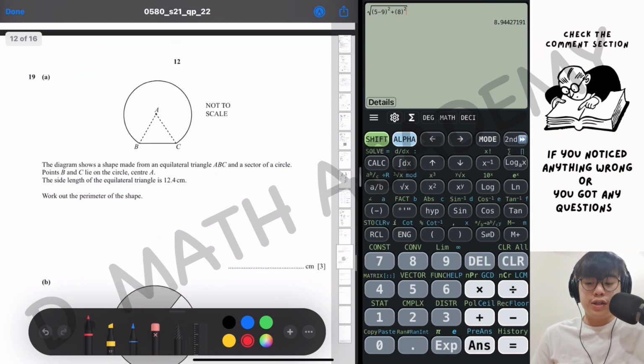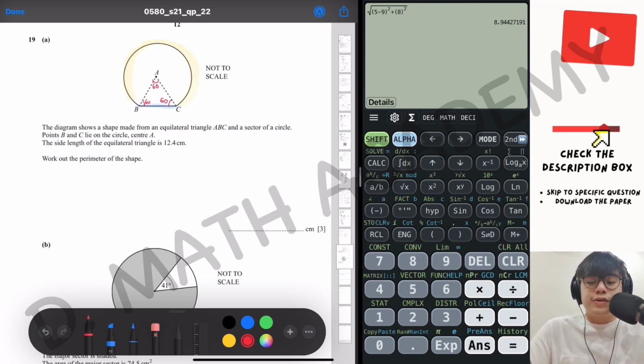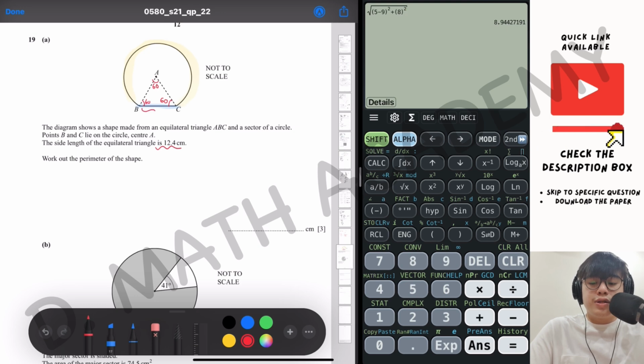Moving on to question 19. For question 19a here, the first thing to take note of is that for an equilateral triangle, each angle of it will be 60 degrees. This is fixed. There are two parts for us to calculate. The first one will be the major arc here, and then there's a straight line over here. The BC part, you don't have to calculate because they already gave us the result. They mentioned that this will be 12.4.